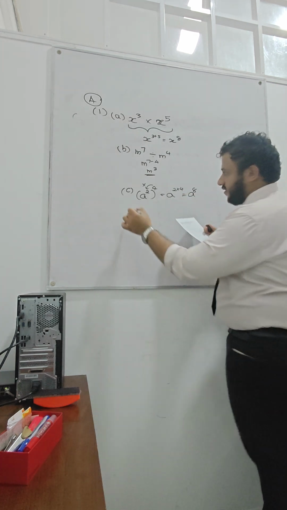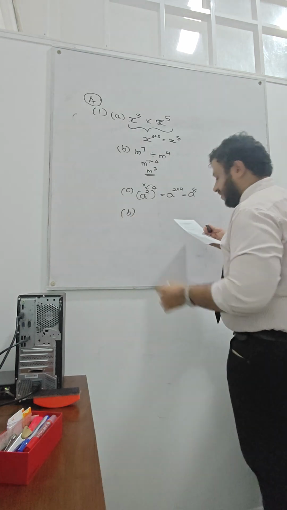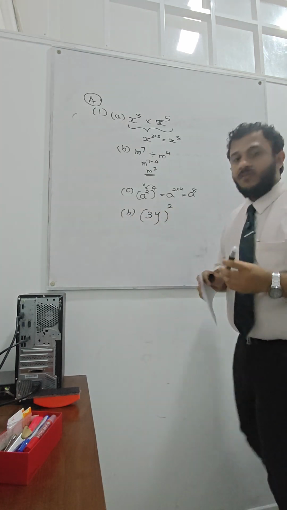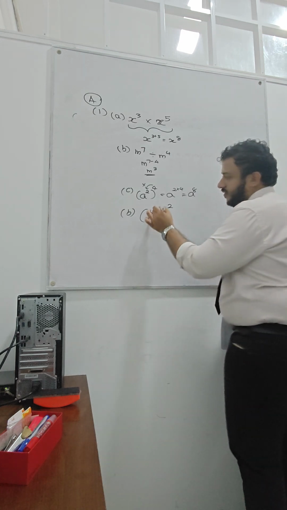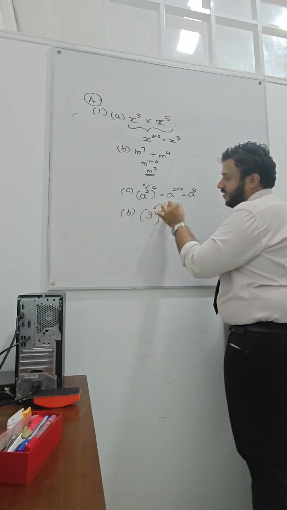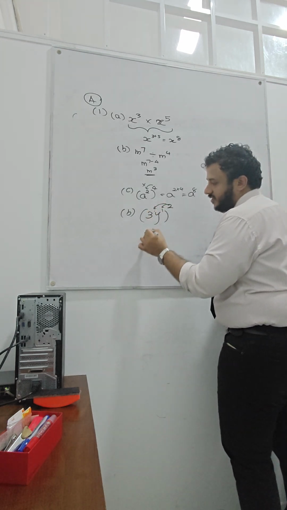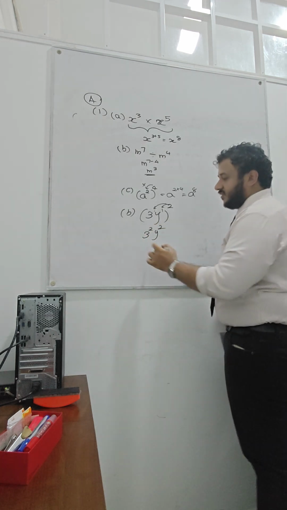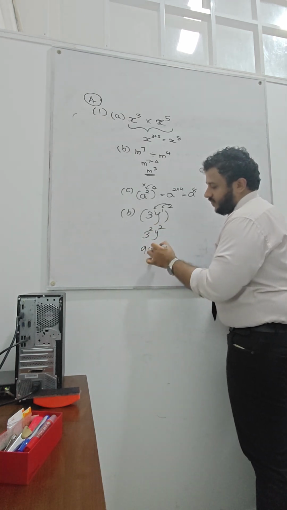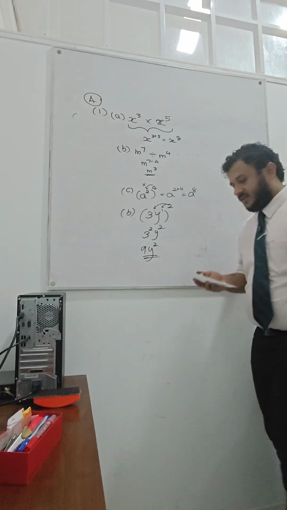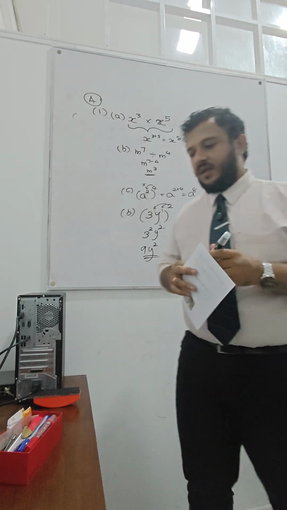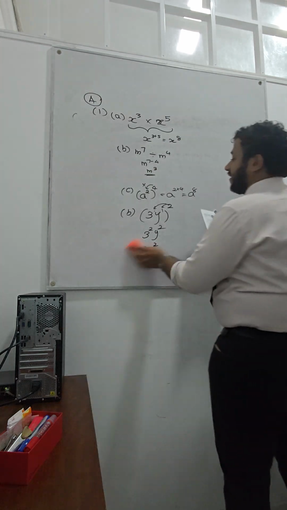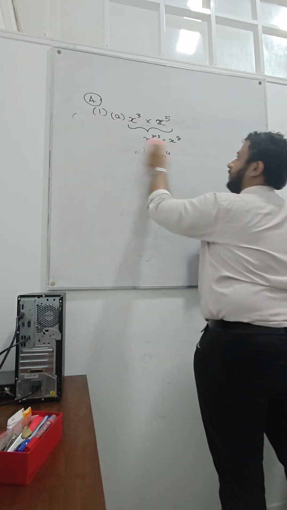Then we got question D, which is 3y to the power of 2, all squared. No power means what power? No power means one power is there. And the power of a power will multiply everybody's power. So it will be 3 to the power of 2 and y to the power of 2. 3 to the power of 2 is 9, and y to the power of 2. That's the answer there. And after that, let's go to the second question under section A.